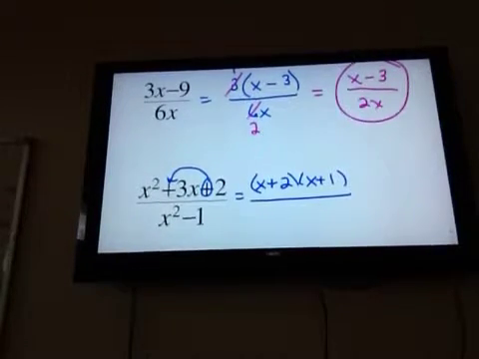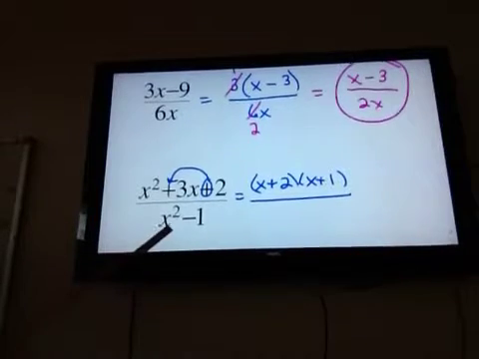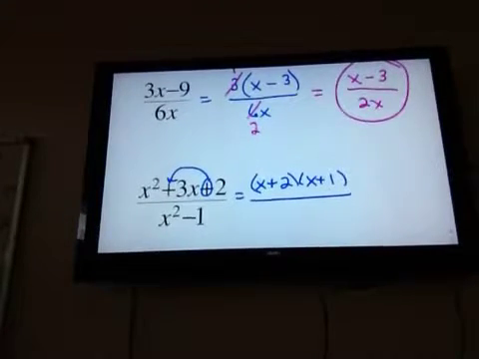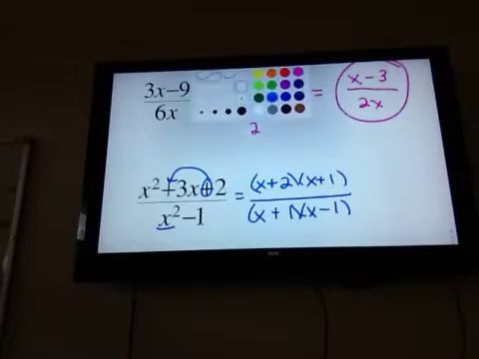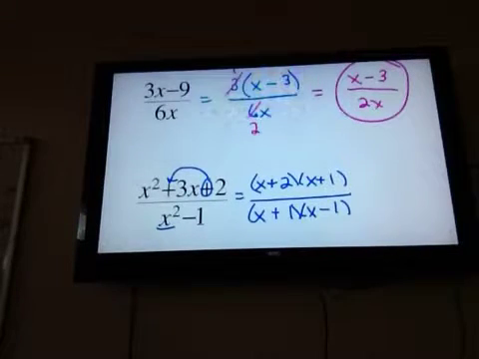In my denominator, common factor, no. 2 terms, is it a difference of squares? Yes. So first term, x squared is x times x. 1 is 1 times 1. 1 gets a plus, 1 gets a minus. And then I look what I can reduce, cancel out.